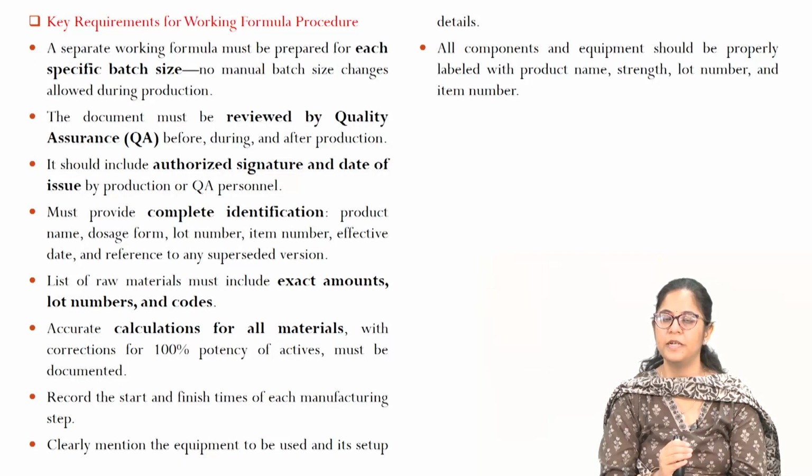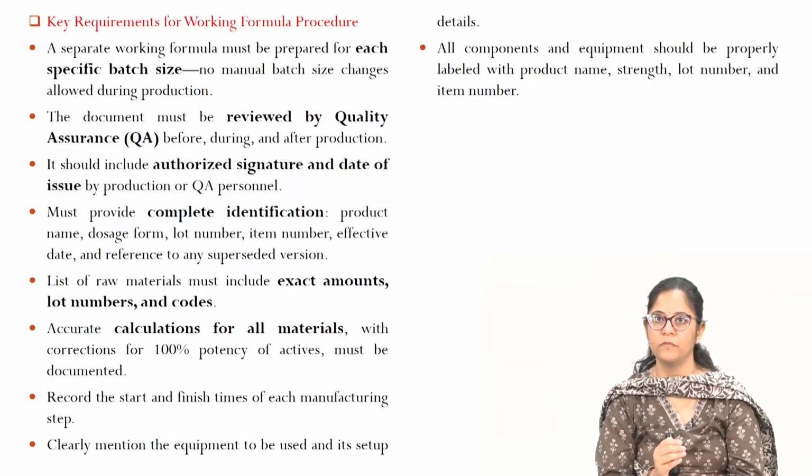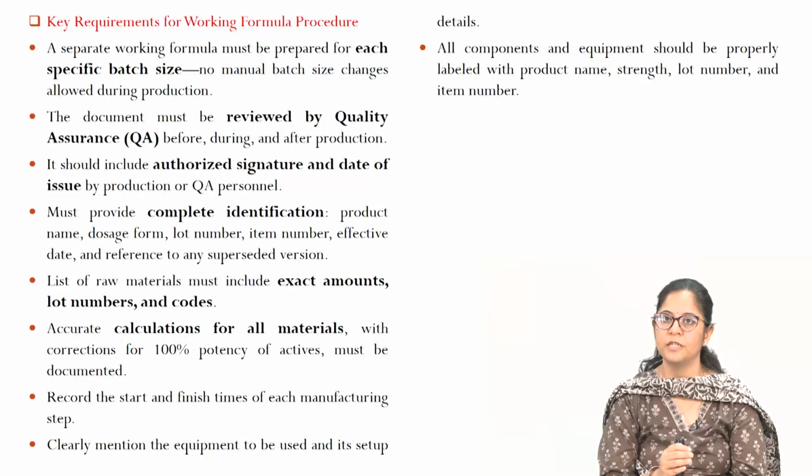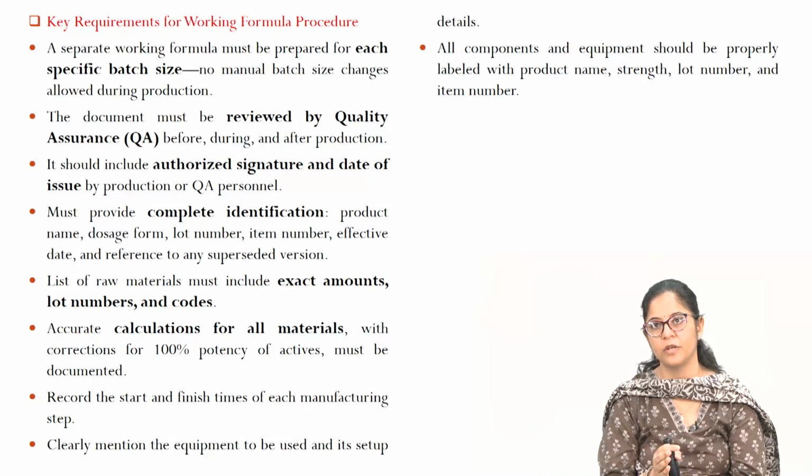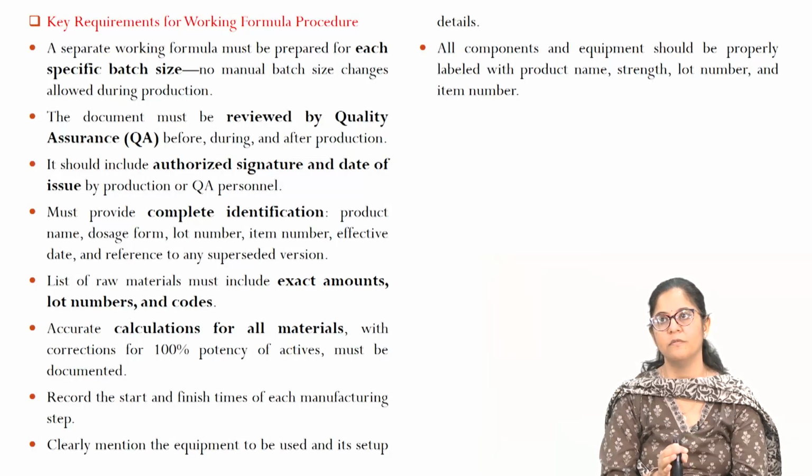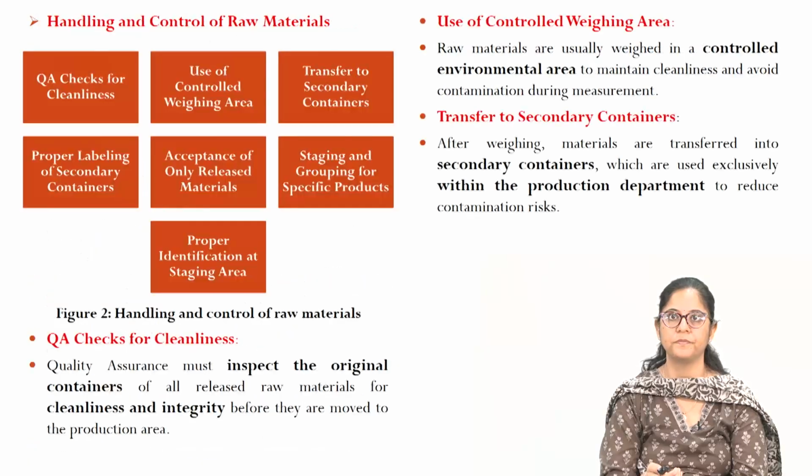It must provide complete identification: product name, dosage form, lot size, lot number, item number, effective date and reference to any superseded version. The list of raw materials must include exact amounts, lot numbers and codes. Accurate calculations for all materials with corrections for 100% potency of actives must be documented. The record of the start and finish times of the manufacturing step must be there. Clear mention of the equipment to be used and its setup details are required, and all components and equipment should be properly labeled with product name, strength, lot number and the item number.